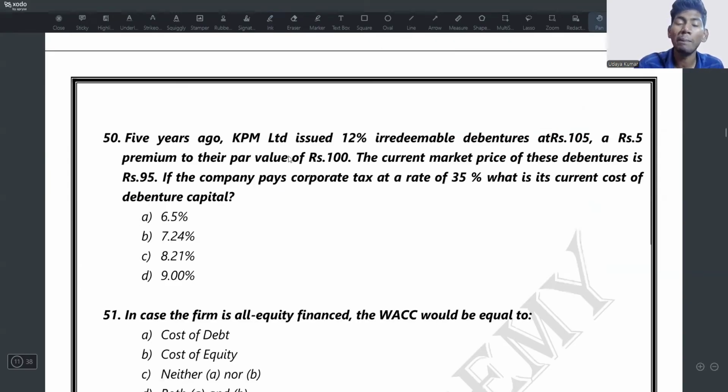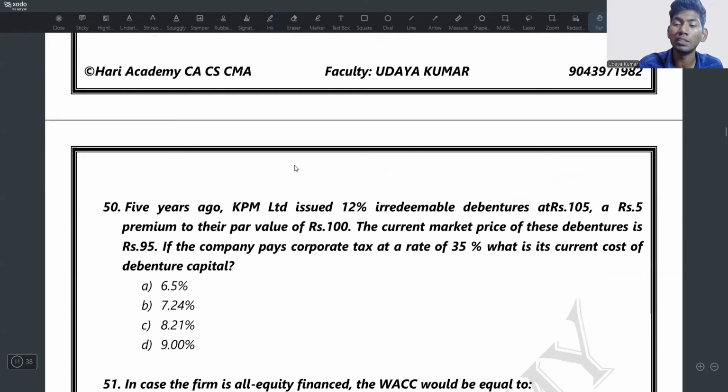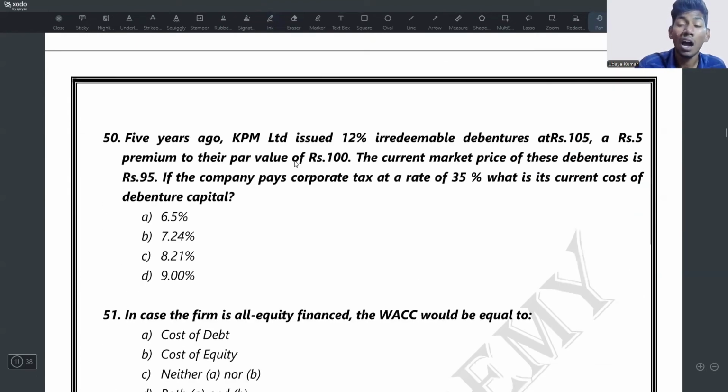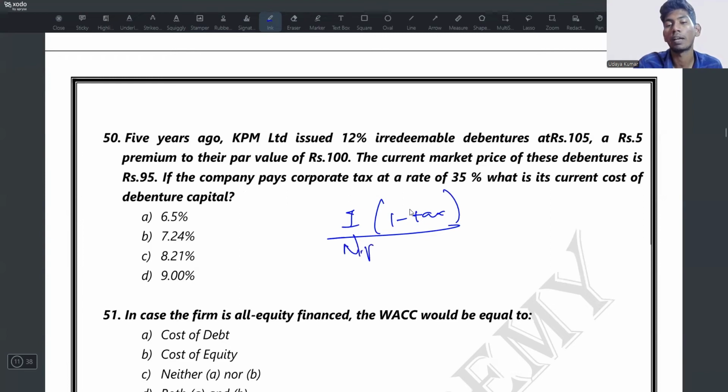Five years ago, KPM Limited issued 12% irredeemable debentures at rupees 105, rupees 5 premium to their par value of rupees 100. The current market price of this debenture is rupees 95. If the company pays a corporate tax at a rate of 35%, what is the current cost of debenture capital? It's quite easy. Please try to recollect the debenture formulas. For irredeemable debentures: interest into 1 minus tax divided by net proceeds or market price.